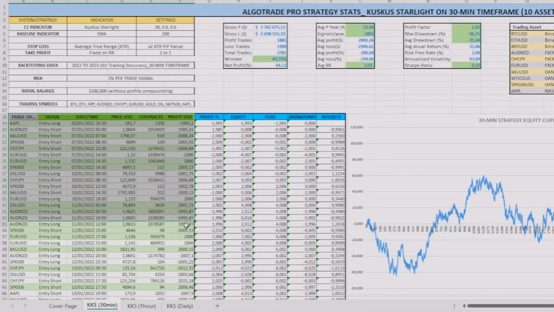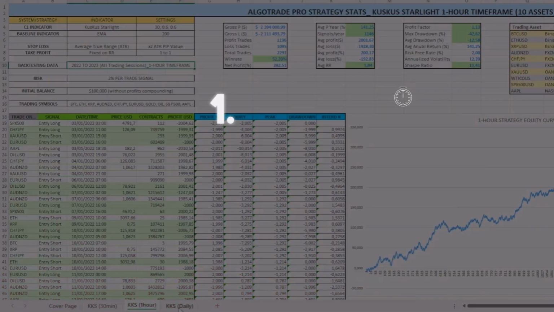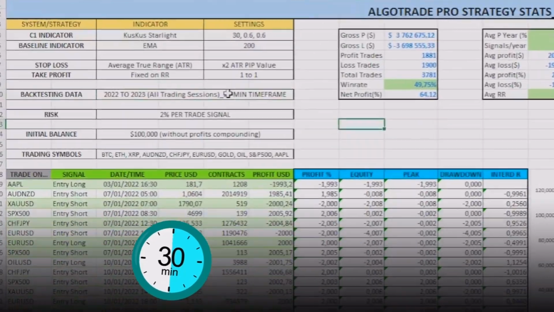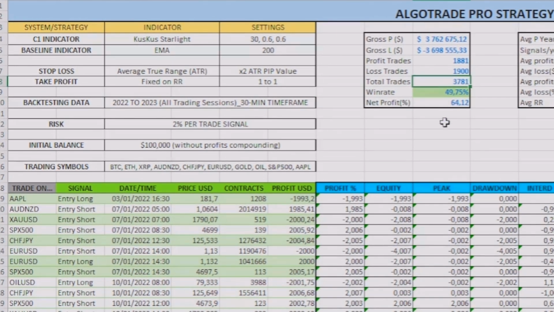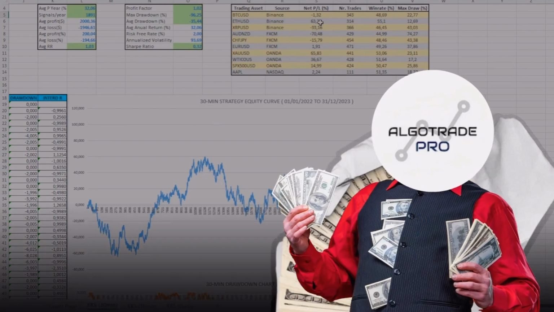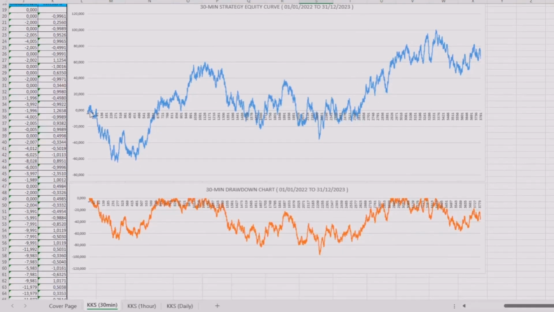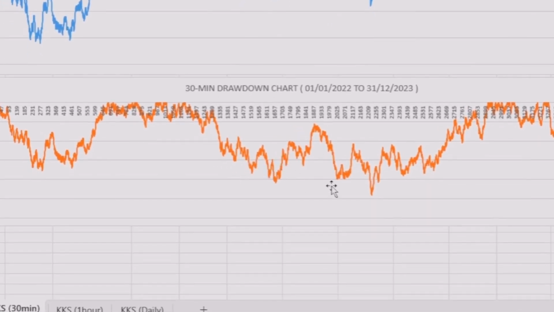After inserting all the trades into my trading journal, I got an analysis of about 6,000 trades across the 3 different time frames. In the 30-minute one, after 3,700 trades, it achieved a win rate of 49.75% and a small net profit of 64%. Here you can check other metrics and also the results of every single asset, where you can notice that some of them are very profitable and then others perform very badly, and this was reflected in the equity chart, which despite being profitable was not consistent and had big drawdown periods.